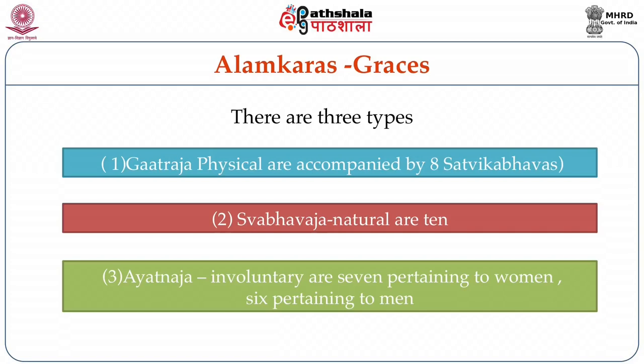There are three kinds of alankaras, graces: gatraja alankara, the physical alankaras which are accompanied by 8 sattvika bhavas; swabhavaja alankaras, natural, which are 10 in number; and ayatraja, involuntary, which are 7 pertaining to women and 6 pertaining to men. These are the alankaras of Sattvika Abhinaya.